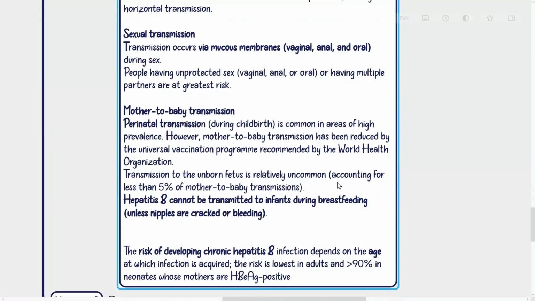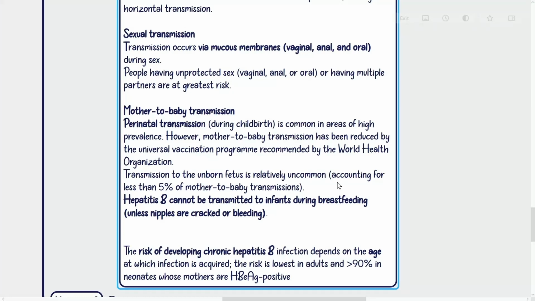Sexual transmission. Transmission occurs via mucous membranes, vaginal, anal, and oral, during sex. People having unprotected sex, vaginal, anal, or oral, or having multiple partners are at greatest risk.